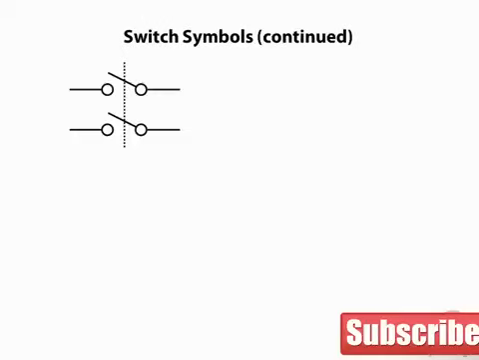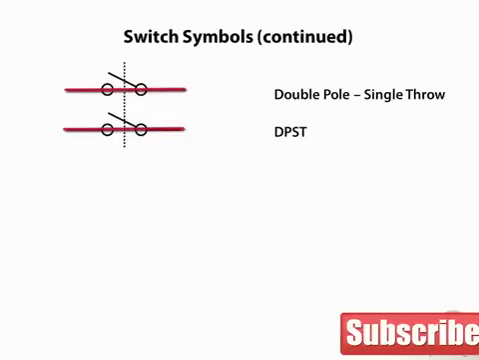Here's a symbol of a more complicated switch. Can you figure out the configuration? We would call this switch a double pole single throw. Double pole because we have two circuit paths we are controlling, and single throw because we can select only one contact per pole. Note the dashed line shows that the switches for each pole are mechanically connected. The switches therefore operate together.